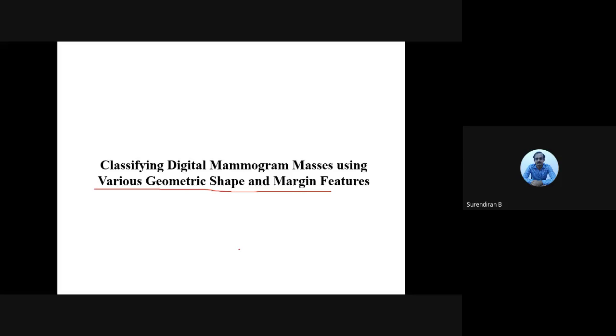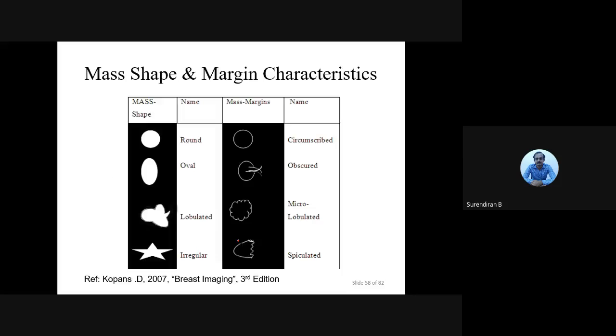So for this, we used the mass characteristics, shape and mass characteristics. We saw that this is a BI-RADS standard, a standard in a breast imaging book. Also, they specified the standard for how the masses can be grouped or discriminated. These things can be benign, and these things can be malignant. This is the standard they follow to discriminate the masses.